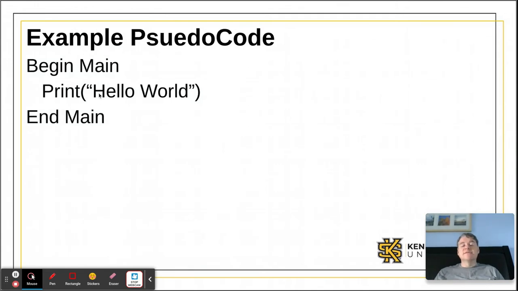You're going to see that this isn't terribly different than if I had written this in Java or in Python, but it's not actual code. You can't put this into a computer and compile it. It won't know what to do with it. But it's close enough that you can use it to discuss an algorithm.